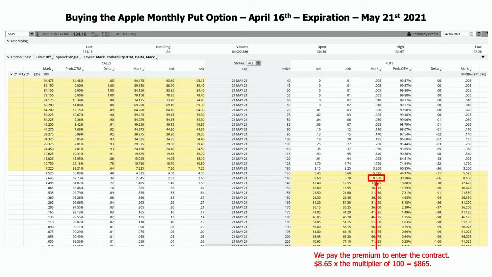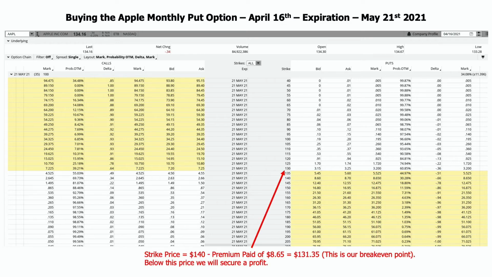And now let's go and take a look at the point we need to be to break even. So to ensure we profit from this, we need the stock price to fall by more than $8.65 below the strike price we selected. So based on this, our break-even point is going to be $131.35. So this is our strike price minus the premium which we paid. So in this case, we've got 35 days for the share price to fall below our break-even price.